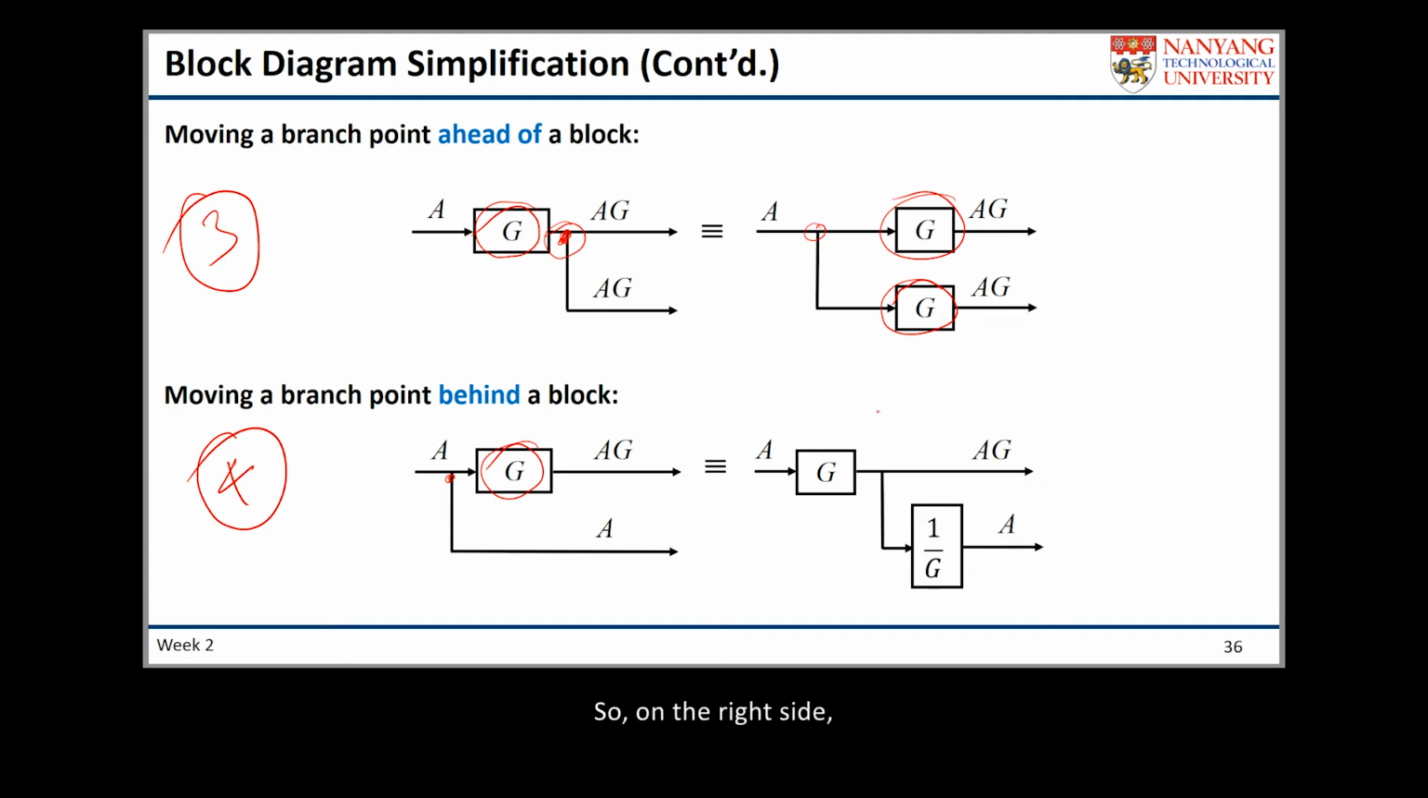So on the right side, I put the transfer function G before the branch point here. But if you do that, you need to add one more transfer function on the second branch with a transfer function equal to the inverse of the block G. So you need to put a transfer function 1 over G on the second branch. These two again are identical. This might help in simplifying your complex block diagram.